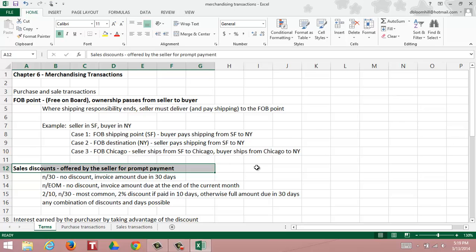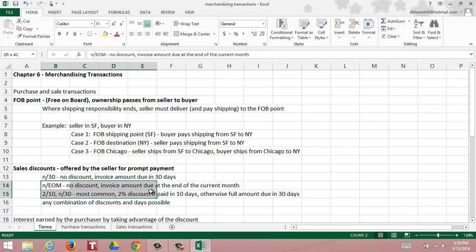Also, the faster you collect money from somebody, the more likely you are to collect it. So they actually increase the percentage collected of their accounts receivable by offering these sales discounts. So it's smart all the way around. If the sales contract has terms of net 30, the seller does not offer a discount for prompt payment, and the invoice amount must be paid in 30 days from the invoice date. If the terms say net EOM, N/EOM, then also there's no discount, but the invoice amount would now be due at the end of the month of the sale.